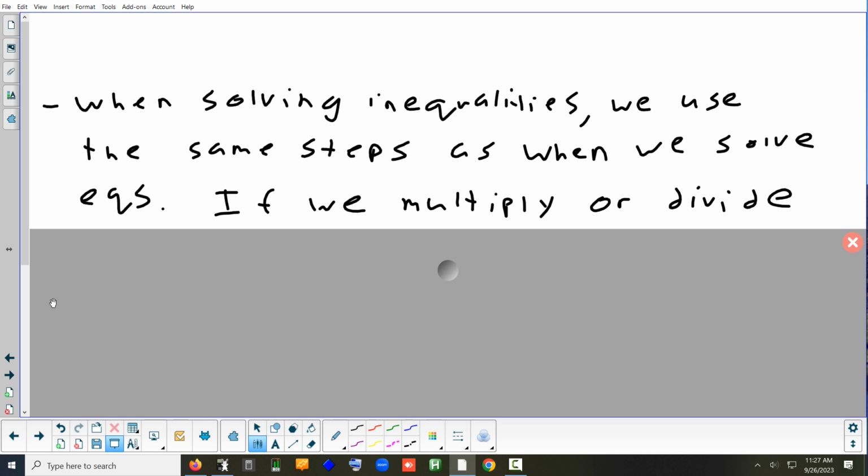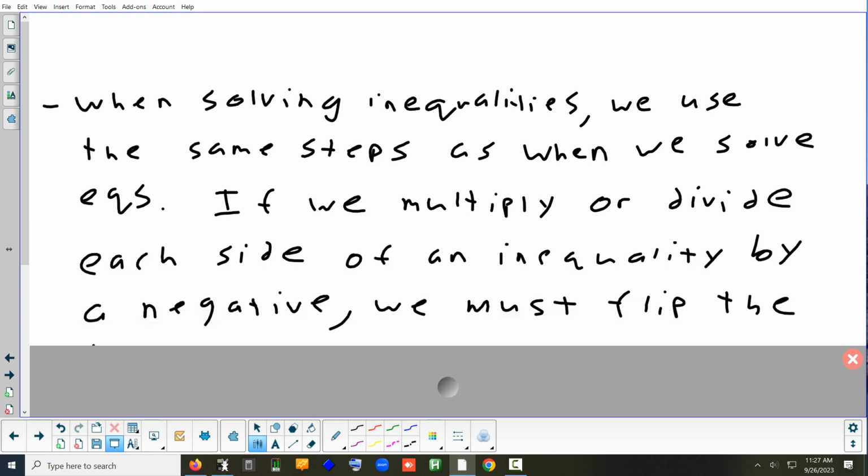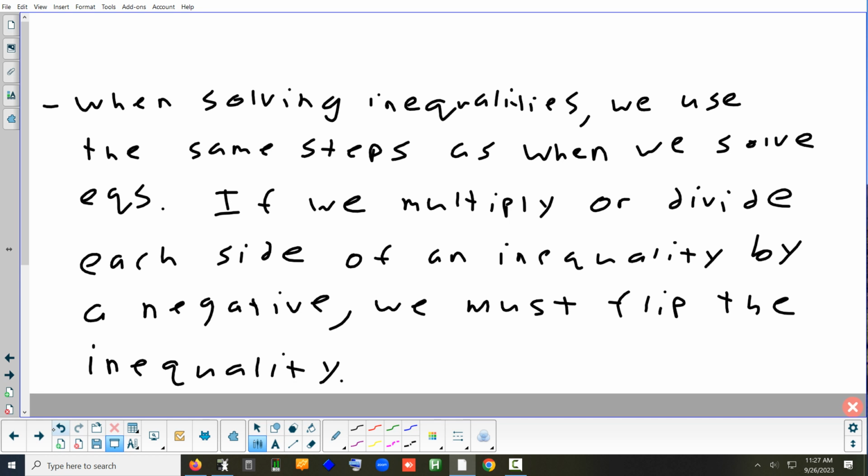Does anyone remember when you have to do that, Joe? Dividing. Yeah, when you're dividing, can you be more specific? By negative. Okay, dividing by a negative. The same rule is applied when multiplying by a negative. So if you multiply or divide by a negative, you have to flip the inequality.